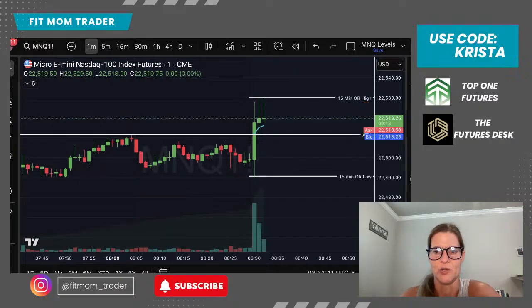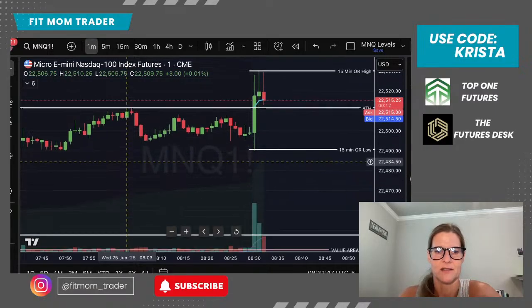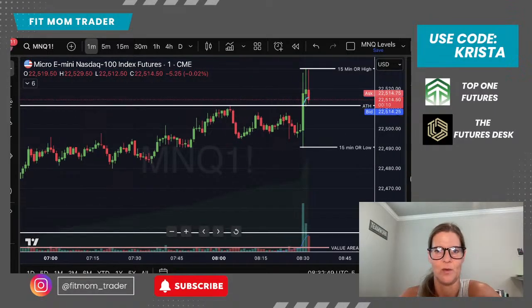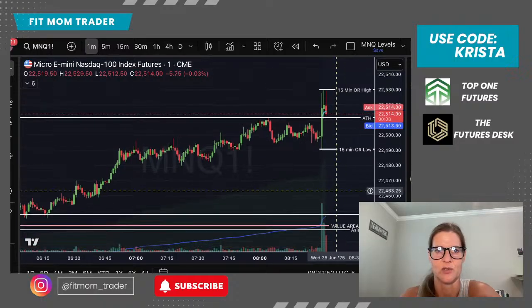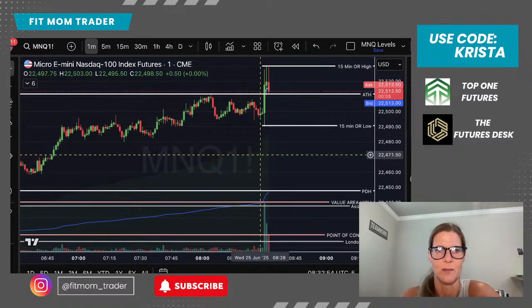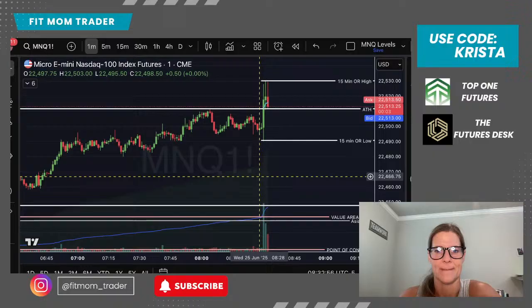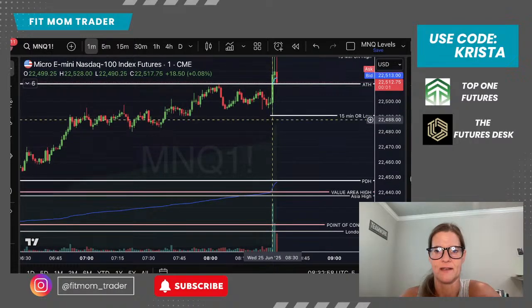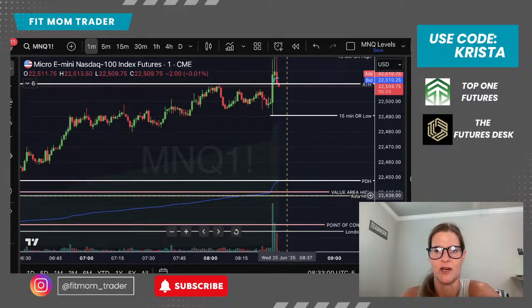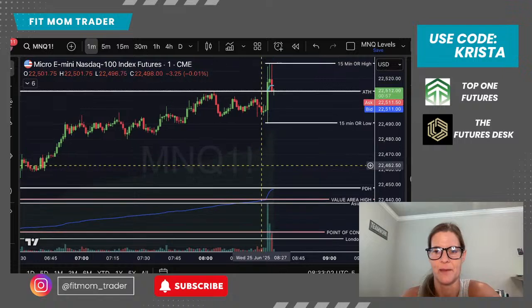So if you guys are tuning in, my game plan today is to stay patient, not short the top. I will not be trying to find a top and taking a short. That's a good way to lose a lot of money. And I'm going to be waiting for a pullback to some of these levels so that I can get long. That's my plan today.